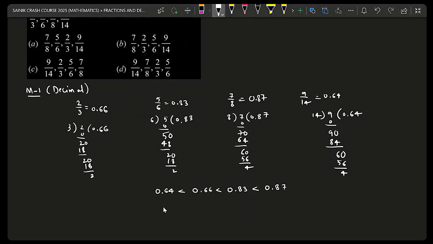0.64. No, 9 by 14. Next, 0.66, 2 by 3. 0.83 came from 5 by 6, and 0.87 came from 7 by 8.